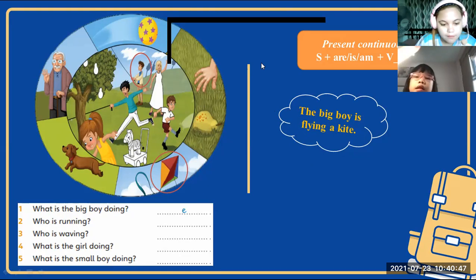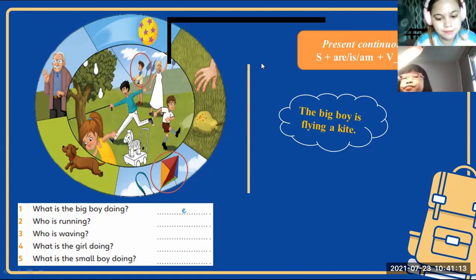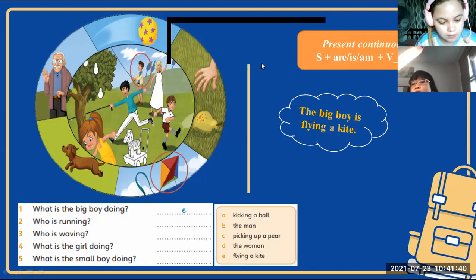The man. Number three, who is waving? The woman. Next one, what is the girl doing? It's running. And what is the small boy doing? It's running also. Are you sure it's running? Look at his feet. No, it's not running. Look at his feet. He is kicking a ball.